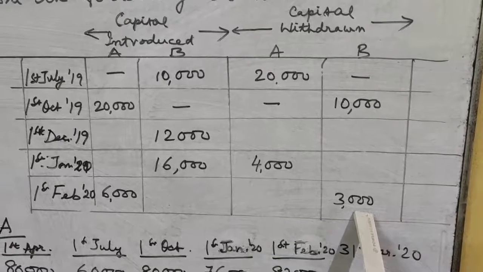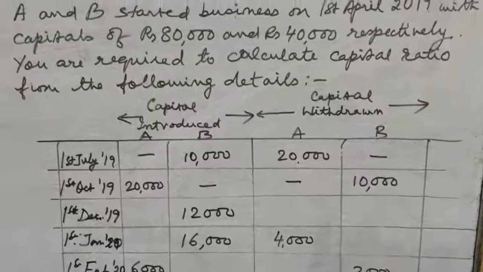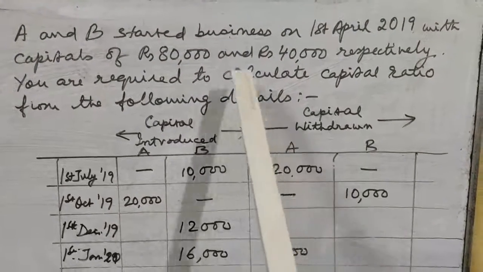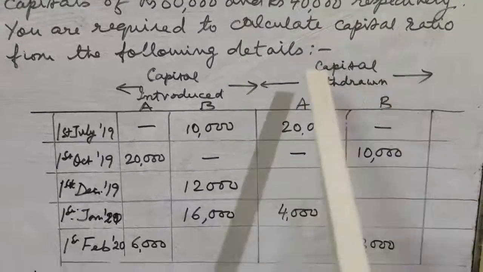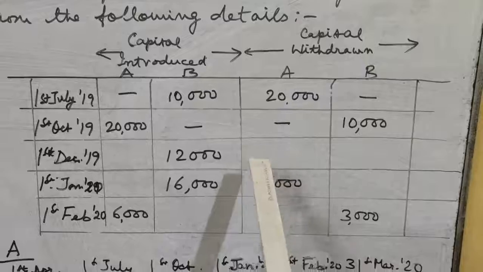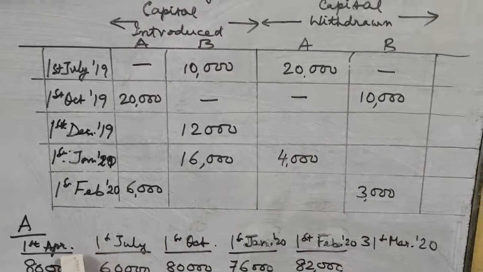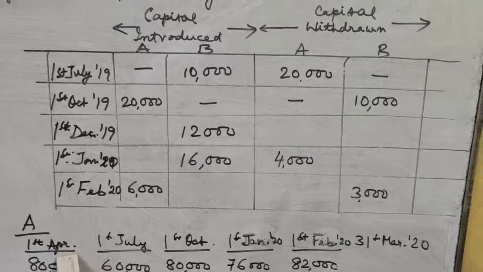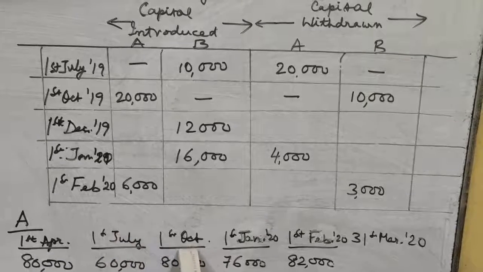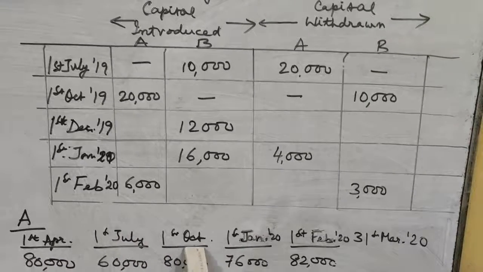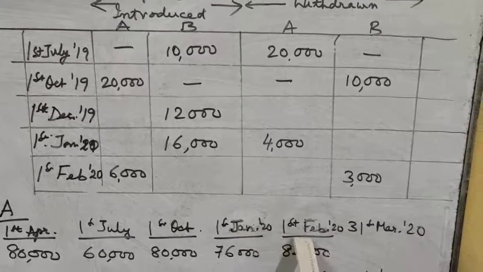So this is the question, and both of them started the business on 1st April with capitals of 80,000 and 40,000 respectively. Now this particular data, I have written it in the order of the dates. Like 1st April, then next transaction is taking place on 1st July, next transaction 1st of October, next is on 1st of January, and next is on 1st of February.